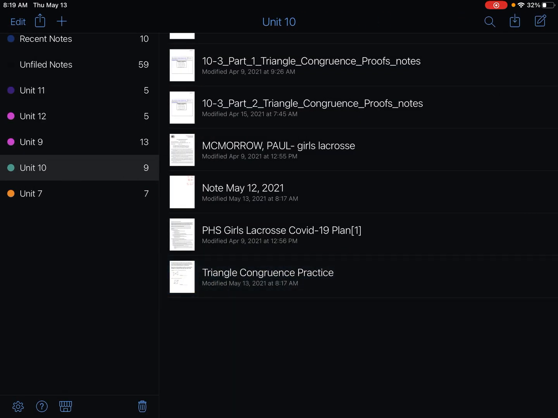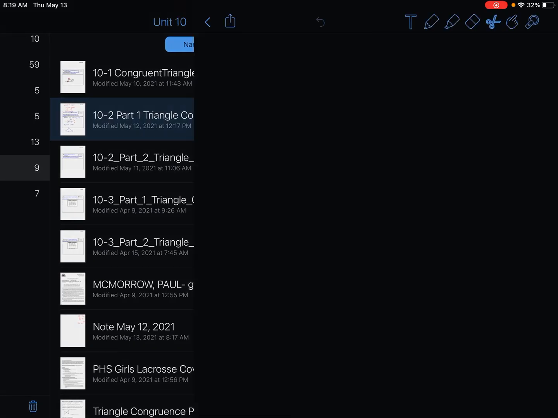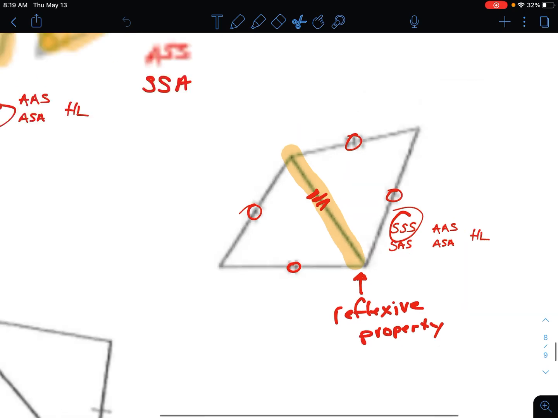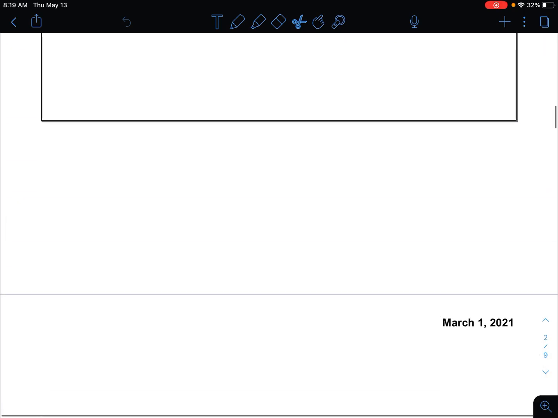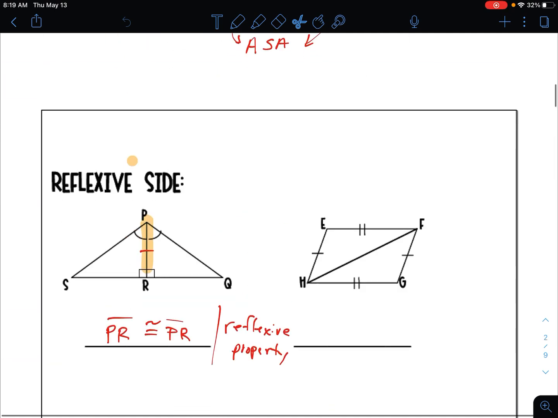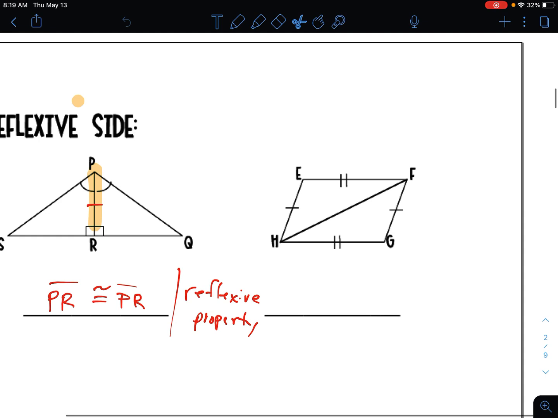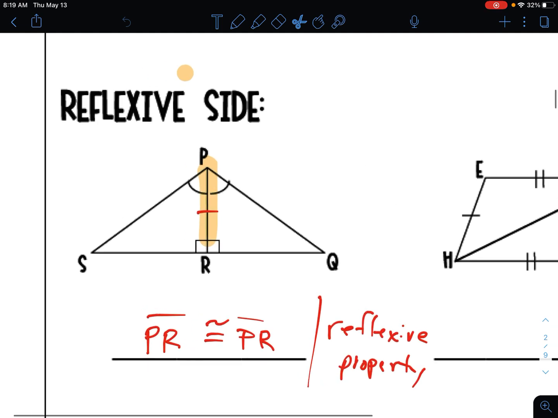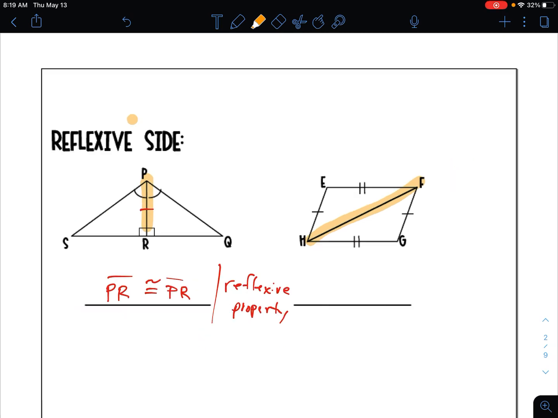So here's one thing I want to show you guys. We're going to go back to notes from the triangle congruent notes 10.1, and even Tuesday's notes as well. We want these 4 properties, at least these 4. So, reflexive property: anytime they are sharing the same side, that's the reflexive property. We can make a congruency statement out of that, okay?